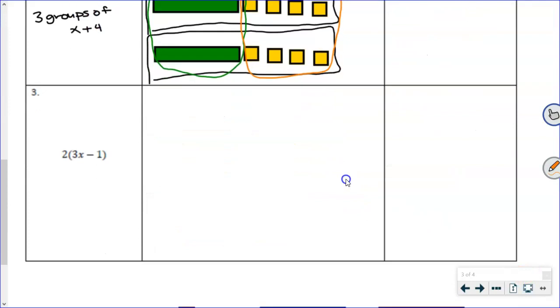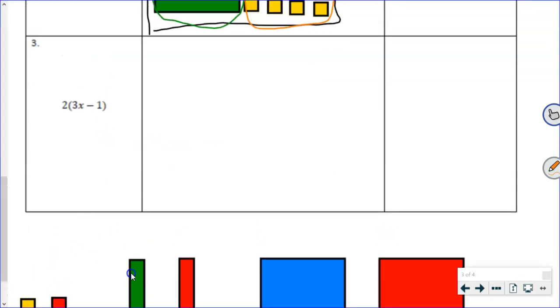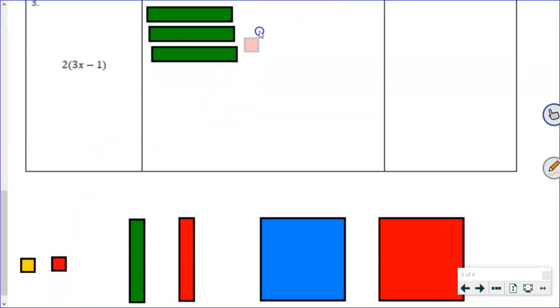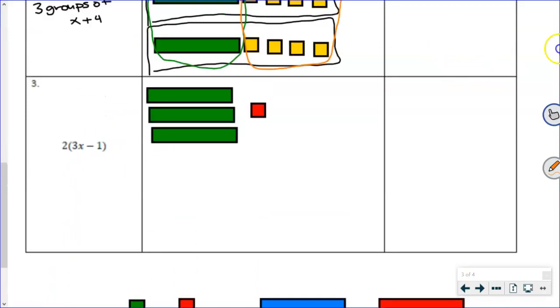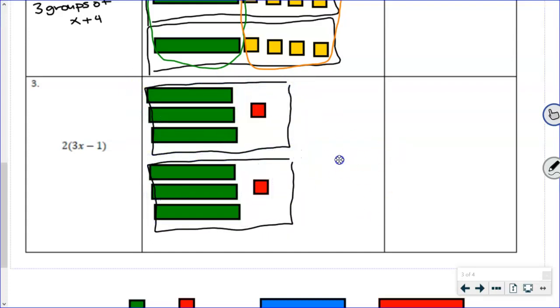And how is it going to work when it's subtraction? Now it's 3x minus 1. Really, truly, I hope that you're not overly concerned about this. When I have 3x minus 1, that really just means I'm going to have plus a negative 1 tile. So there is my one group, which I then need to duplicate to show that I have 2 of those groups.